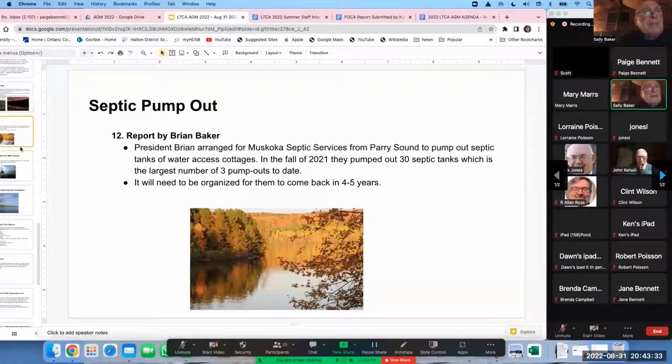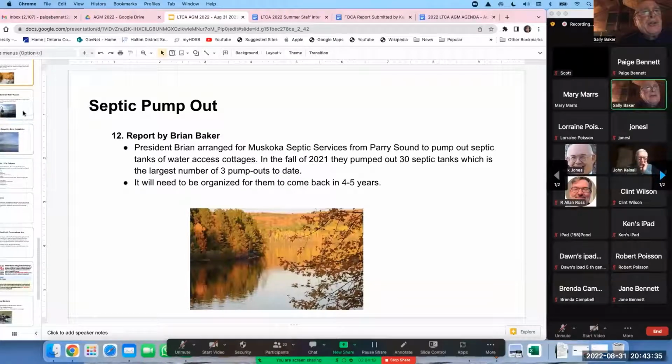Okay, we'll move on to septic. Very short and sweet. Last fall, we had Muskoka Septic Services from Parry Sound. They have an environmentally approved barge system where they come to each dock that wants the service and pump out the septic tank. They're very experienced people. They take that septic waste they pump out over to Blanchard's Landing, then they pump it into a septic hauling truck that's approved, and it's dumped at an approved site.